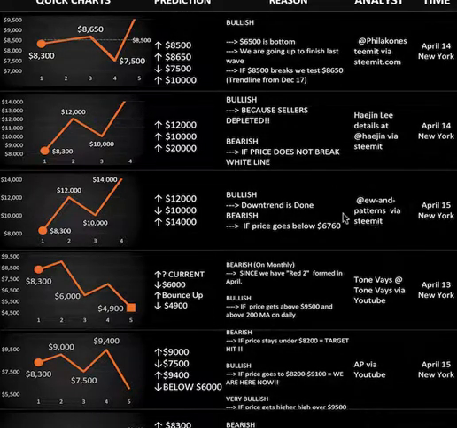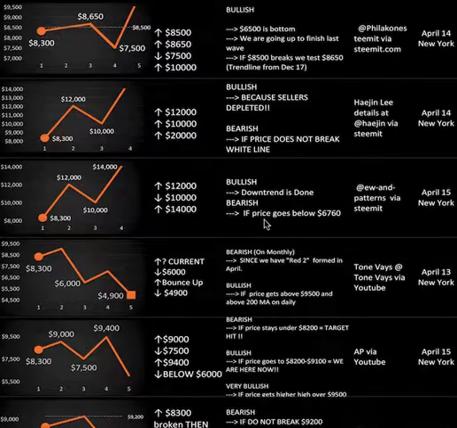Then you have EW and patterns, which is similar to Heijin Lee. We have 12,000 again for the next stop. He bumped it up from 10,000 from yesterday as he adjusted his Elliott wave count, then back down to 10,000 for a correction, and up towards the 14,000 area to finish an Elliott count. He did predict, again, that the bullish count would be invalidated if we go below 6760.